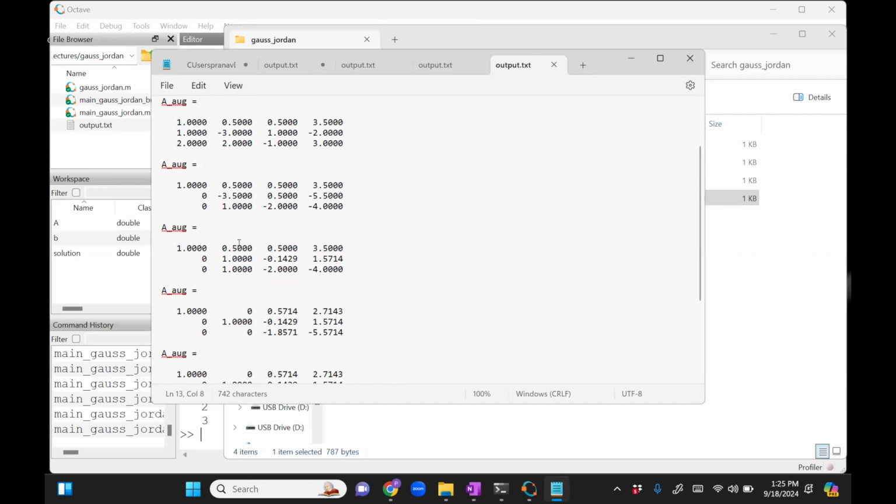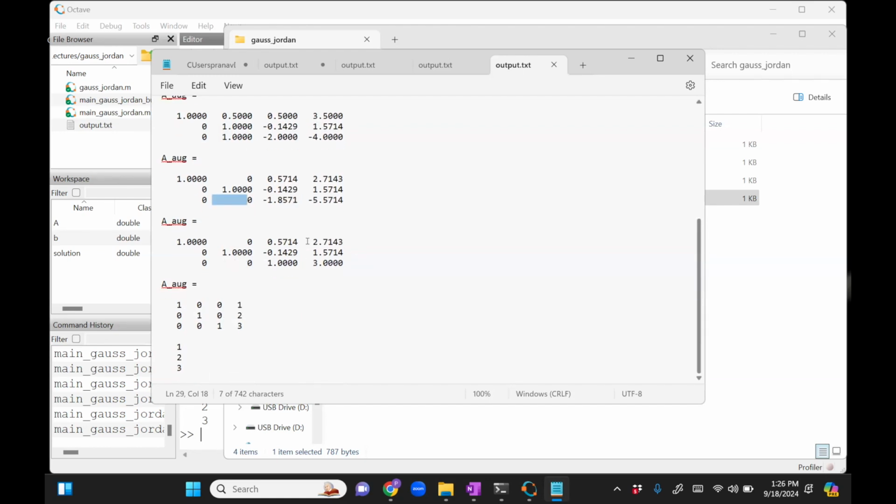Then what it did was it divided by minus 3.5 to change this pivot to 1. And then it used this pivot to create 0, 0. And then finally, it created this 1 over here by using negative 1.857 as a pivot. And then finally, it eliminated these two, and then you got this matrix.